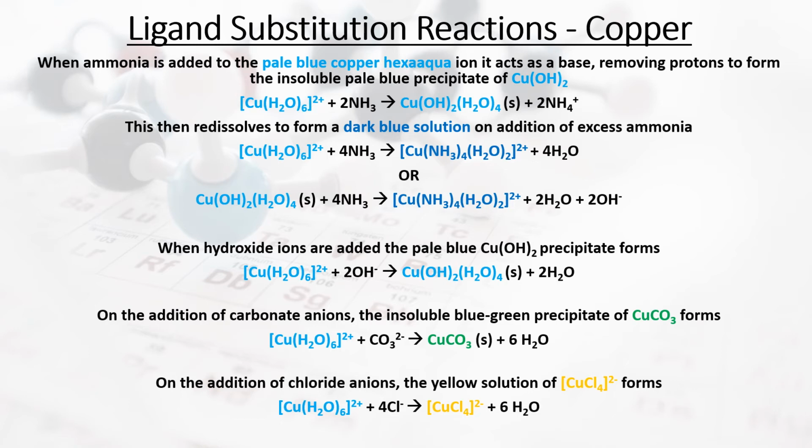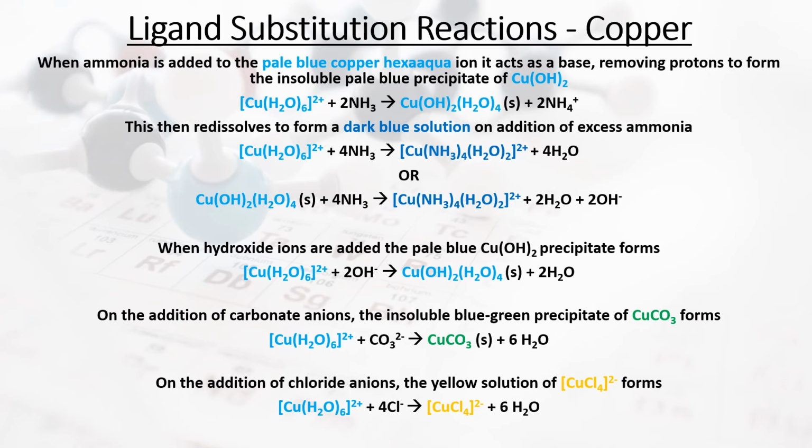Now, when hydroxide ions are added to the hexaaqua ion, we get again just this standard acid-base reaction, and so we end up forming again that pale blue copper hydroxide precipitate of the Cu(OH)2(H2O)4. Then if we think about carbonate anions, we know that copper is a 2+ ion, not a 3+, so it's not acidic enough to make the carbonate act as a base, and so we get this ligand substitution reaction happening. And so we go from our copper hexaaqua ion plus the carbonate anion, and we end up making this blue-green precipitate of copper carbonate and kicking out all 6 water molecules.